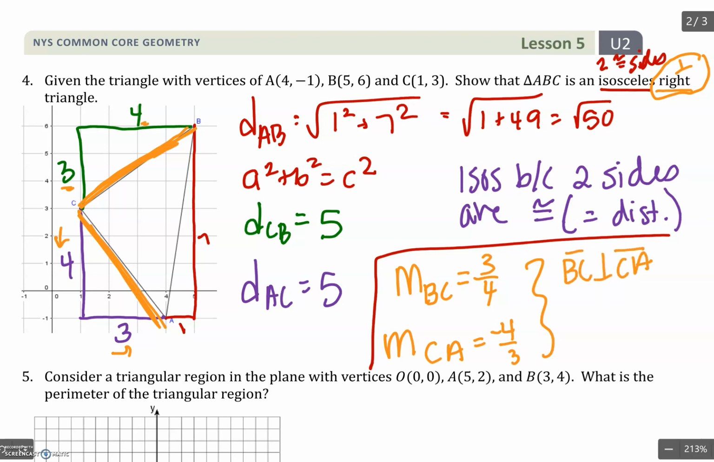So review from earlier, from lesson 2. Since they have negative reciprocal slopes, therefore, remember those 3 little dots mean therefore, angle C is a 90-degree angle. So triangle ABC is a right triangle.